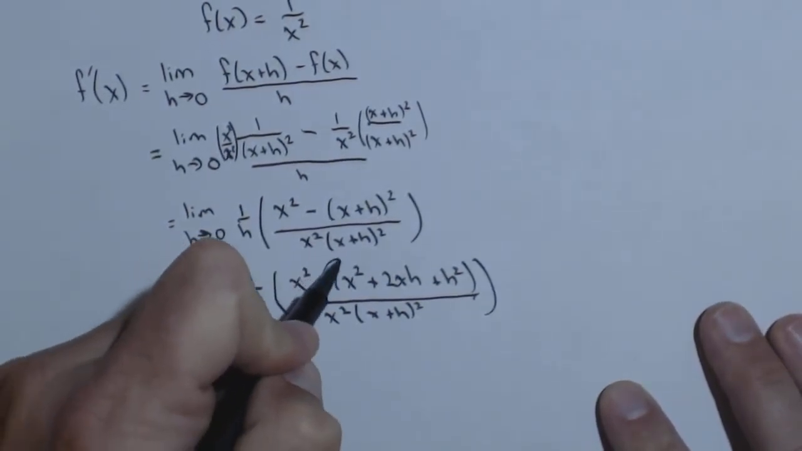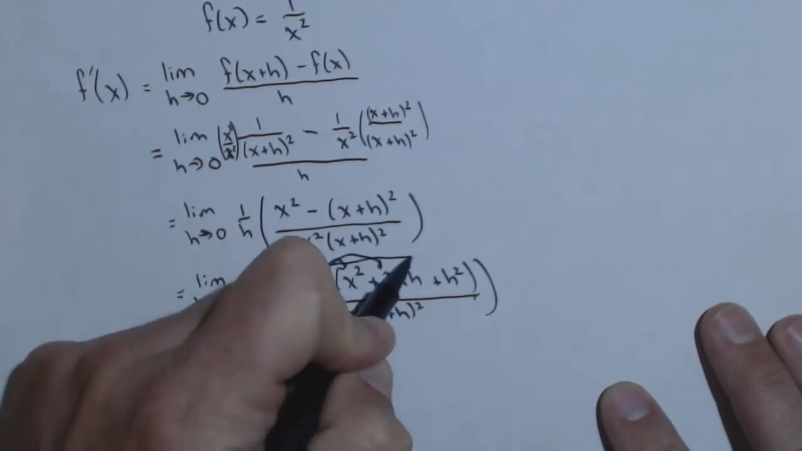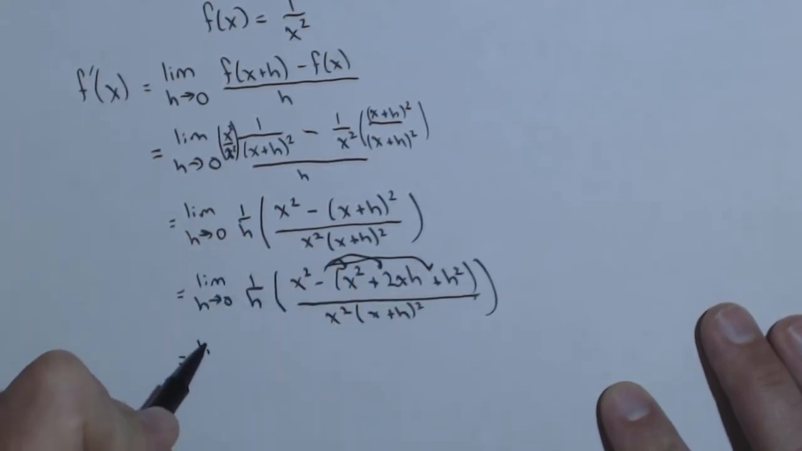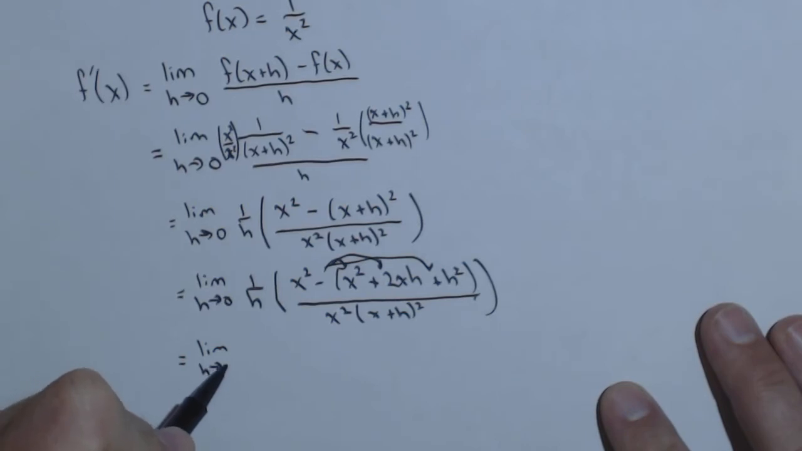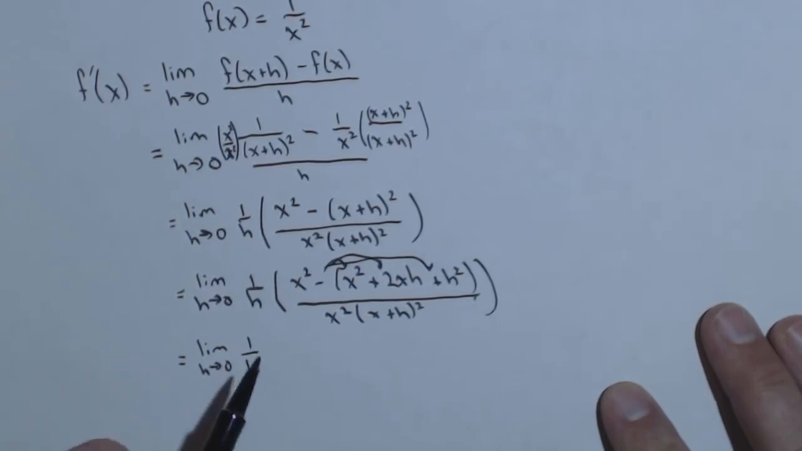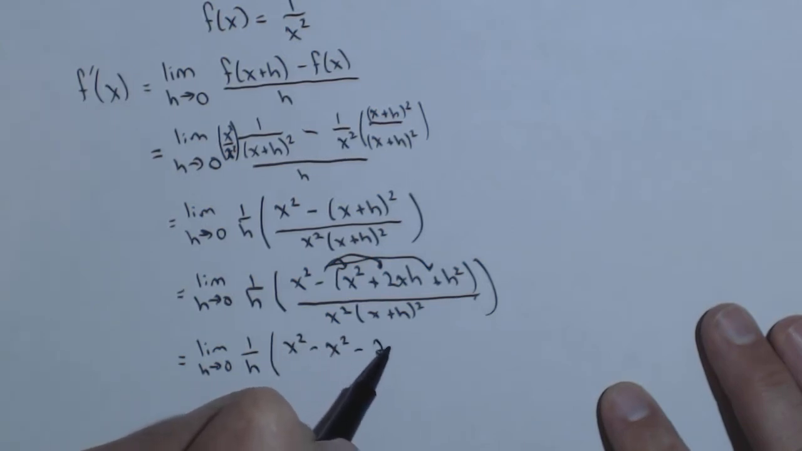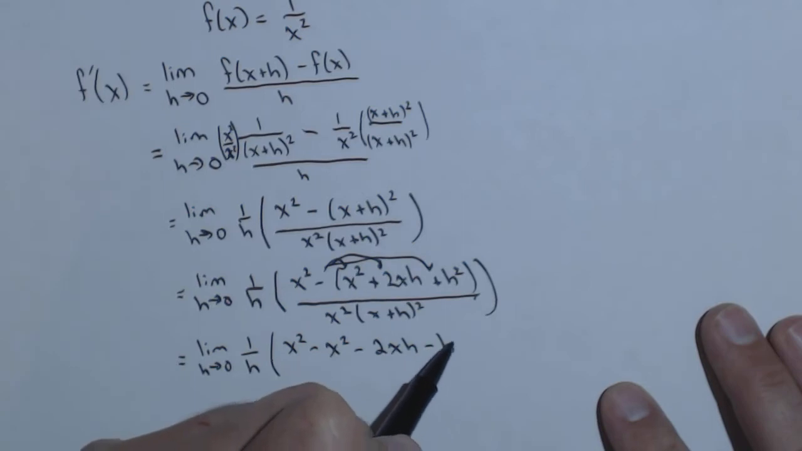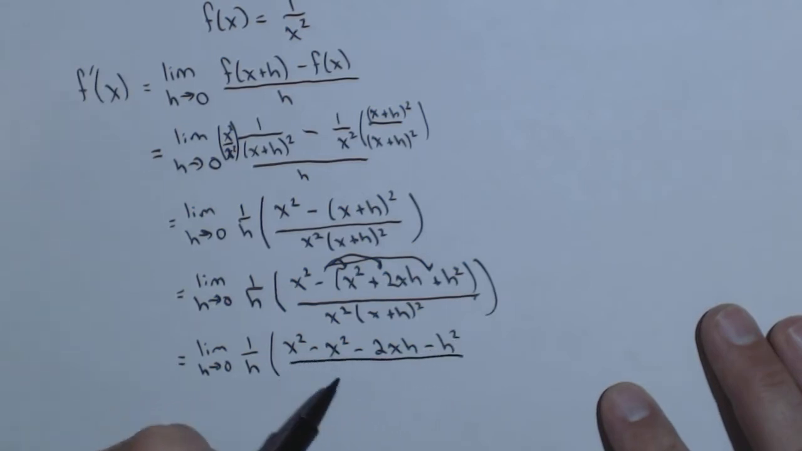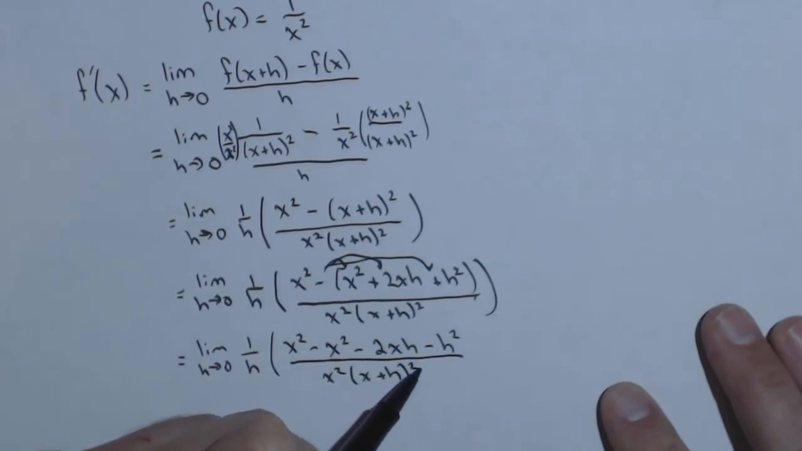Next step, I have to distribute this negative sign to all these terms. So I have the limit as h approaches 0 of 1 over h times x squared minus x squared minus 2xh minus h squared, all over x squared times x plus h, the quantity squared. These we see cancel right away.